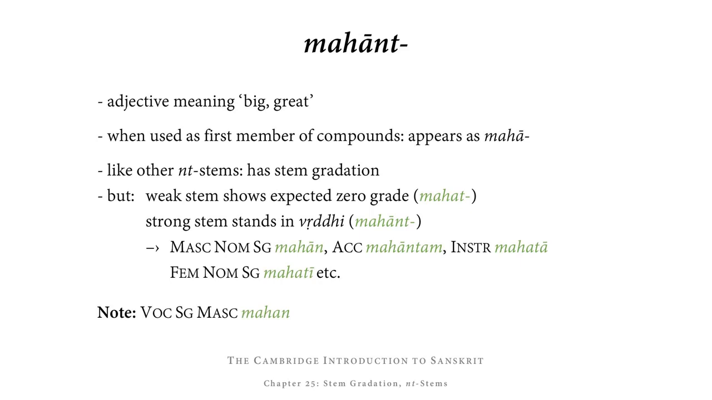So the masculine nominative singular is mahan, the accusative is mahantam, in the dual we get mahantau, in the plural we get mahantah, and in the weak forms we get exactly the zero grade we would expect, instrumental mahata, dative mahate, and so on. The feminine forms of mahant are formed on the basis of the zero grade, so on the basis of the weak stem, and so we get mahati, mahati, mahatim, mahatya, and so on, declining just like nadi. Note, the vocative singular masculine of mahant is mahan, so here we do actually get guna instead of vriddhi.